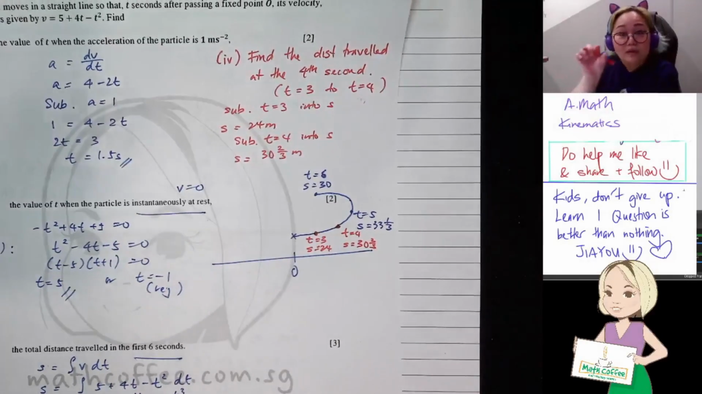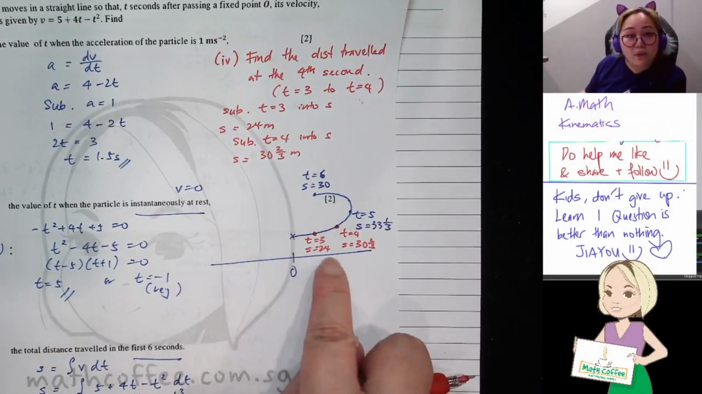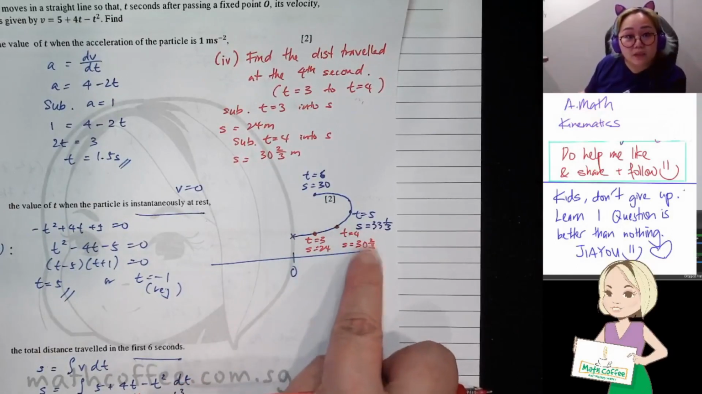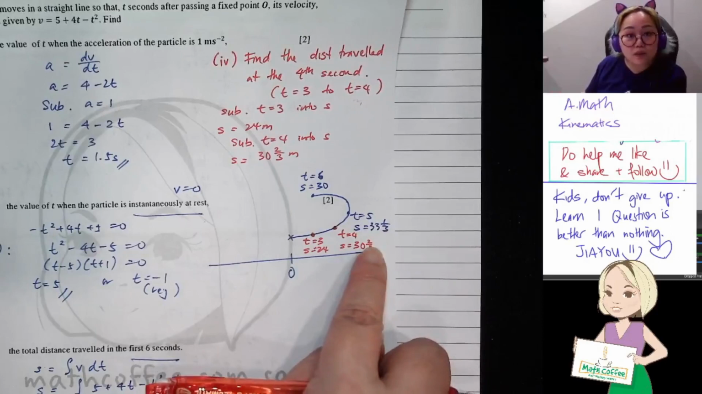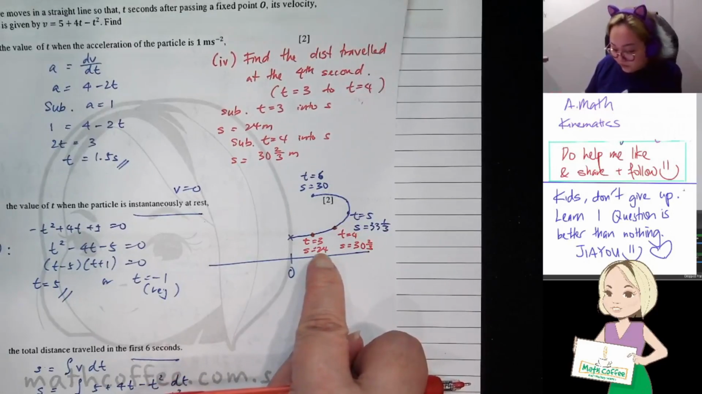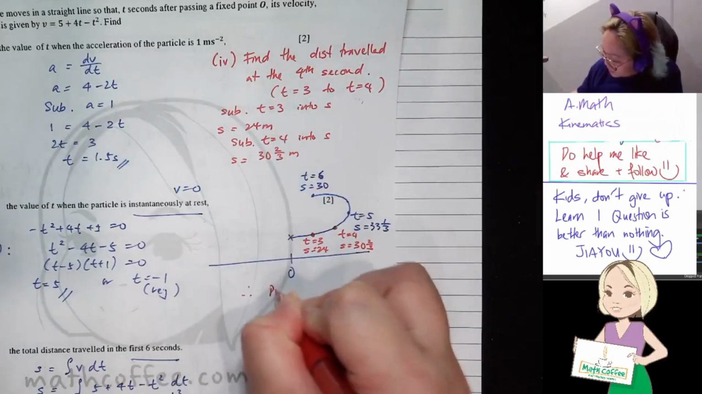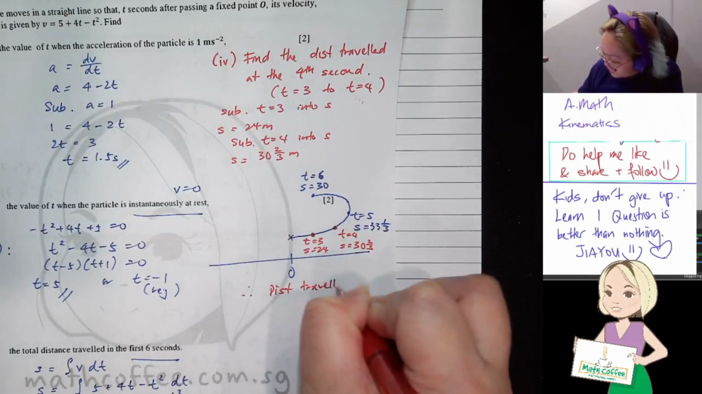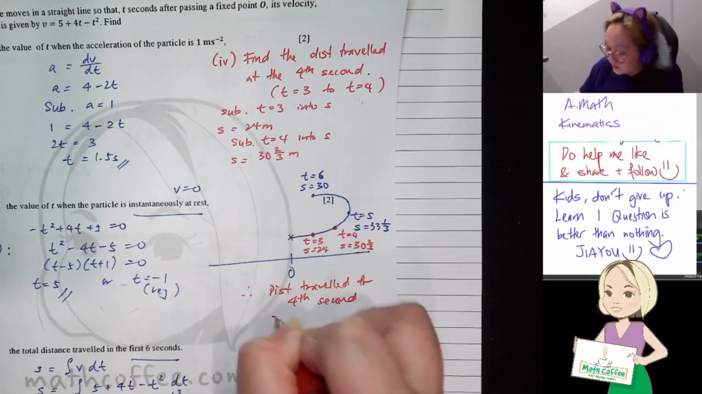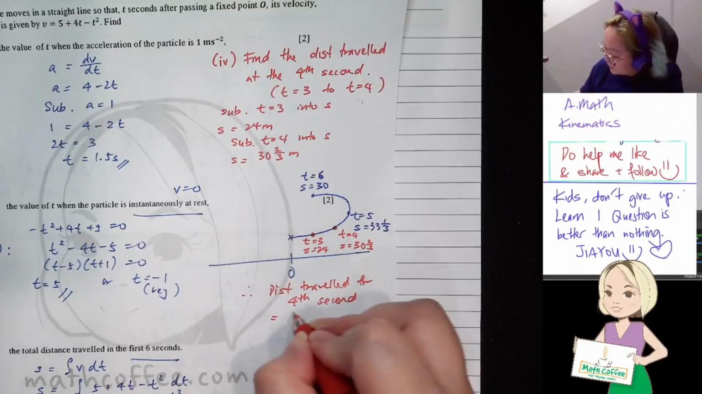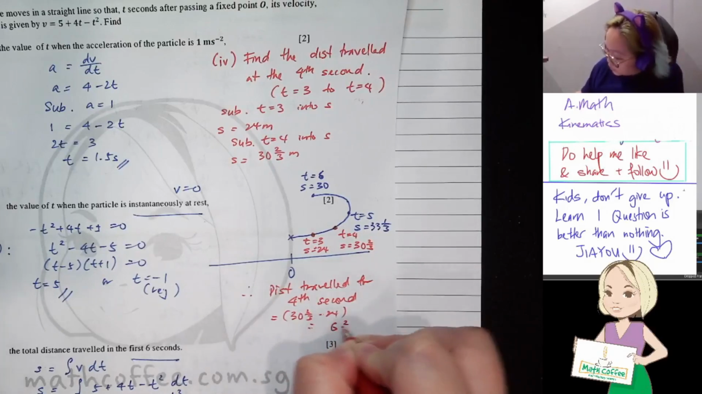So the distance traveled at the 4th second is, it was 24 from the O, and then after the 1 second, it becomes 30 2/3 away from the O. So what is the distance travel? The distance travel is only 30 2/3 minus 24. Agree? So the distance travel for the 4th second is equals to this one minus this one. 30 2/3 minus 24, and that will give you 6 2/3 meter.